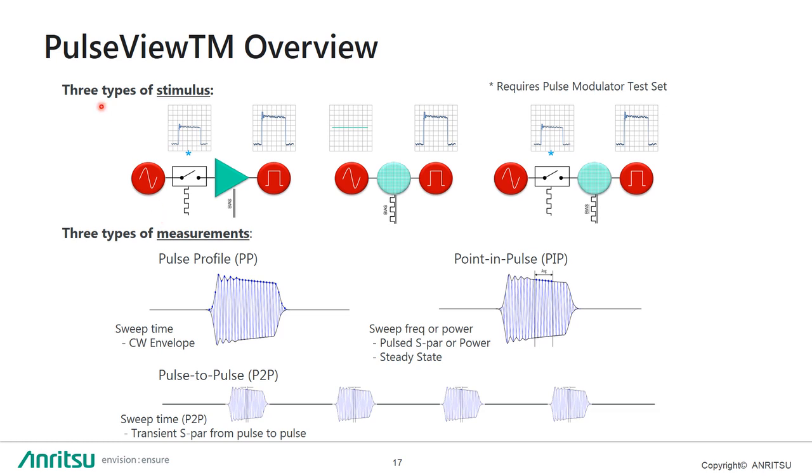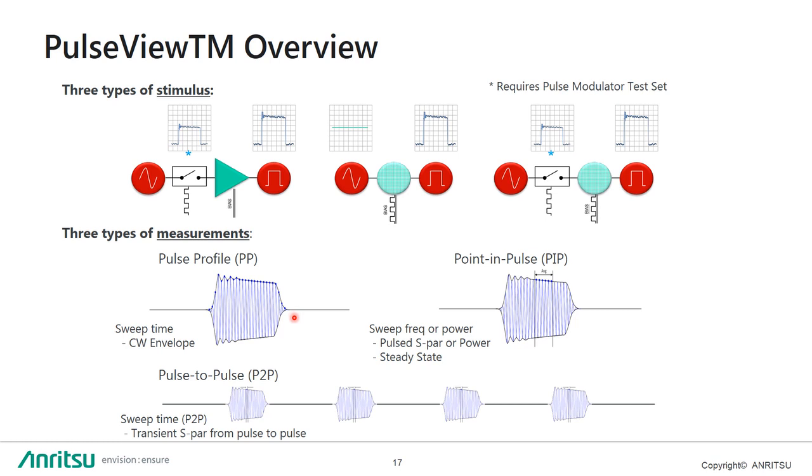So the PulseView software allows us to control the stimulus and the measurements in a very user-friendly way. There are 3 types of stimulus provided by the PulseView software. 1. Modulating the RF of a device under test, and that requires a test set. 2. Modulating the voltage current to the device under test, which doesn't require a test set. And 3 is a hybrid of both, so we have a lot of flexibility in the stimulus that we can provide.